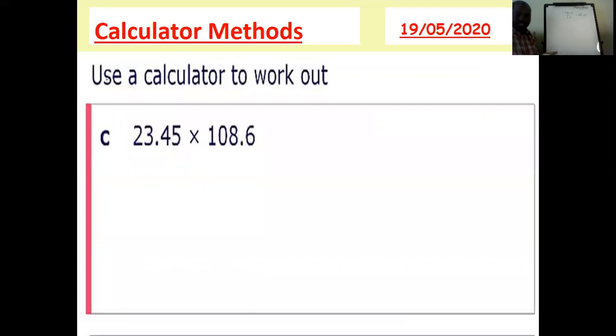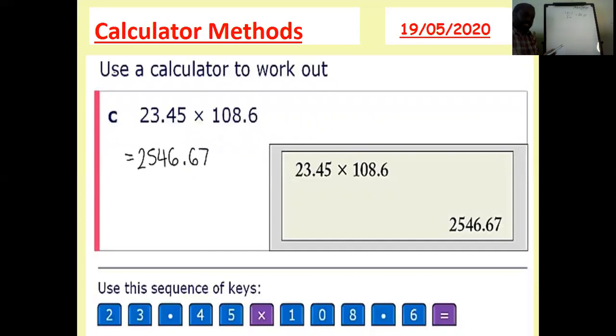Now, the next question involves multiplication. 23.45 times 108.6. Again, before you type in the calculator, make sure that the screen is blank by pressing the on button on the top right. And then that one will give you an answer straight away as a decimal. And the answer is 2,546.67.